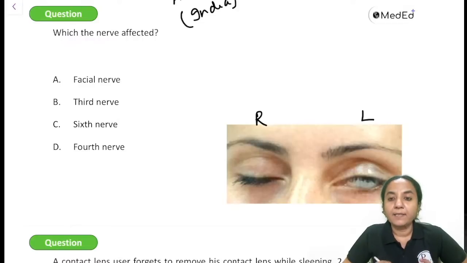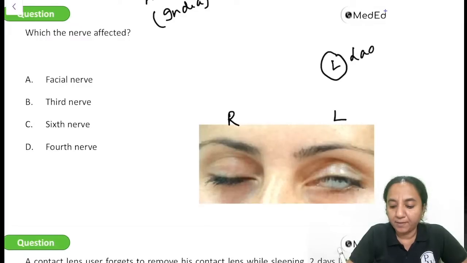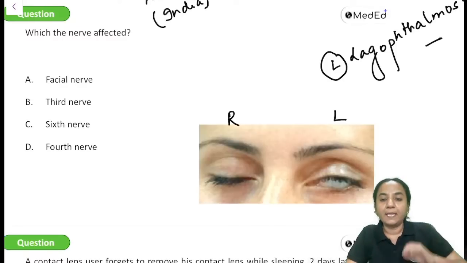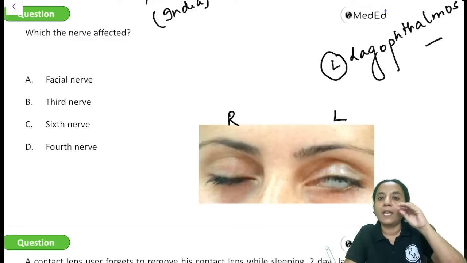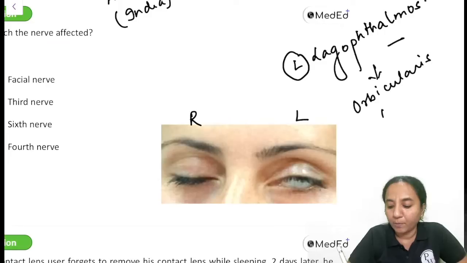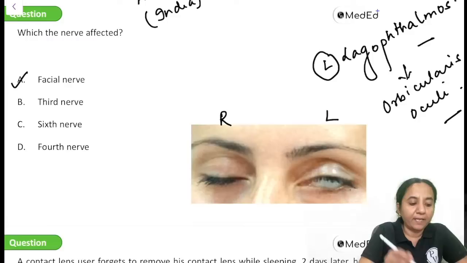Now see, this picture is not a picture of right eye ptosis. It is a picture of left eye lagophthalmos. This picture is showing us left eye lagophthalmos. Look, this is not right eye ptosis. Why is this not right eye ptosis? Because this is actually a picture of both eyes closed, where the left eye is actually not closing properly. Why is the left eye not closing properly? Because there is a paralysis of which muscle? Of the orbicularis oculi. Because orbicularis oculi is the muscle responsible for lid closure, and it is supplied by which nerve? It is supplied by the seventh nerve, that is the facial nerve.